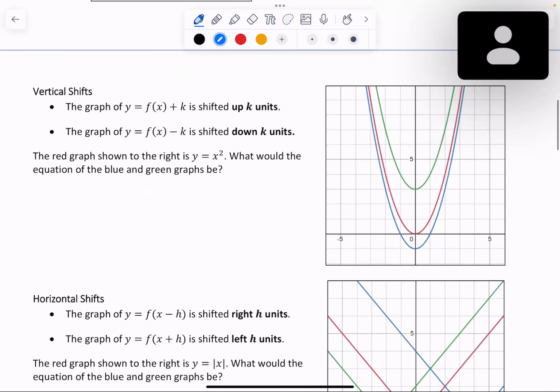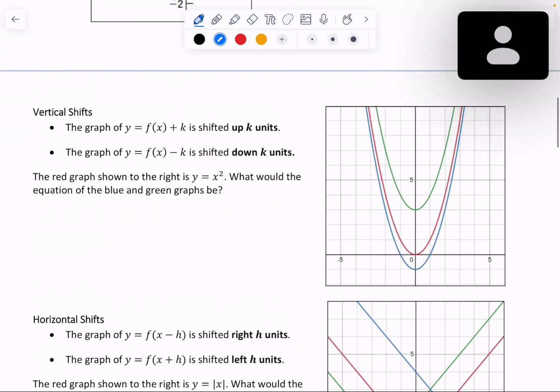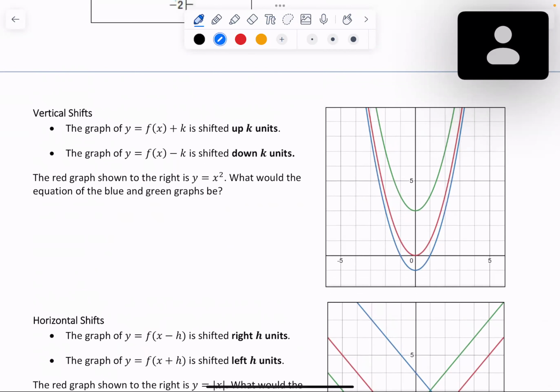It says for vertical shifts, the graph of y equals f of x plus k is shifted up k units. So what it does is it takes the original function f of x and it adds a constant to it. It just shifts it up. Similarly, if we want to shift something down, then we don't add k, we subtract k.